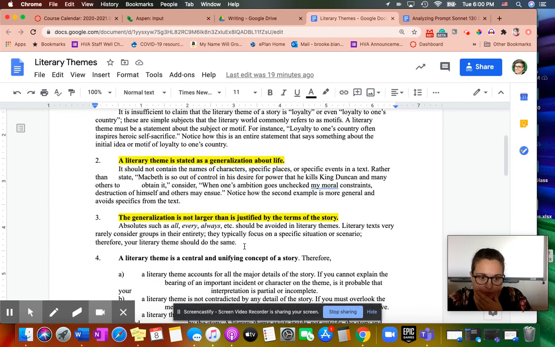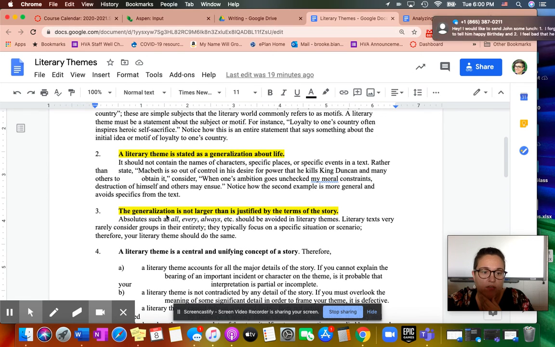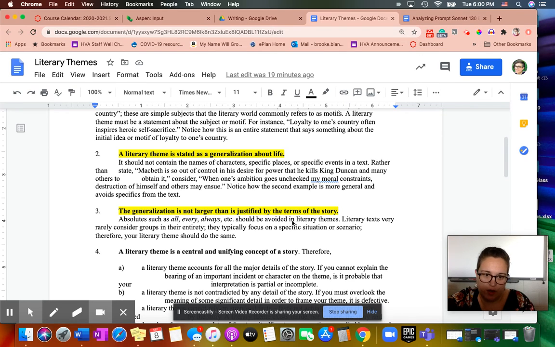And then finally, we have the generalization is not larger than justified by the terms of the story. So this is mostly saying like you have to have something that actually makes sense for the story. You want to avoid these terms like all, every, always, like love always conquers all. Like that's pretty like always, you know? So make sure it's within reason.